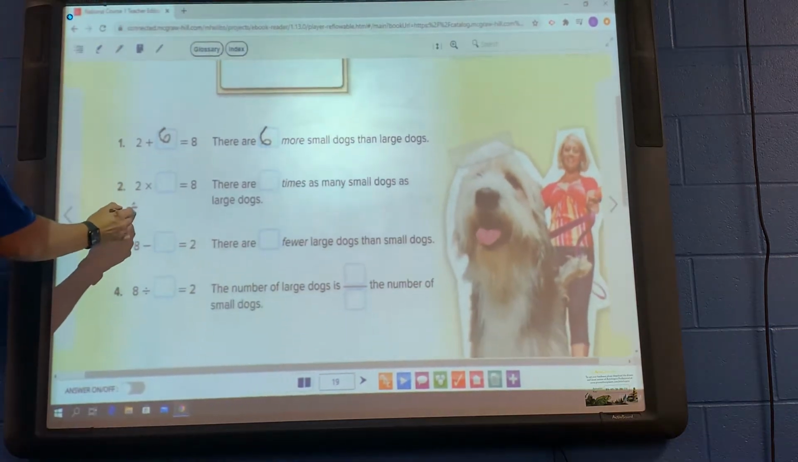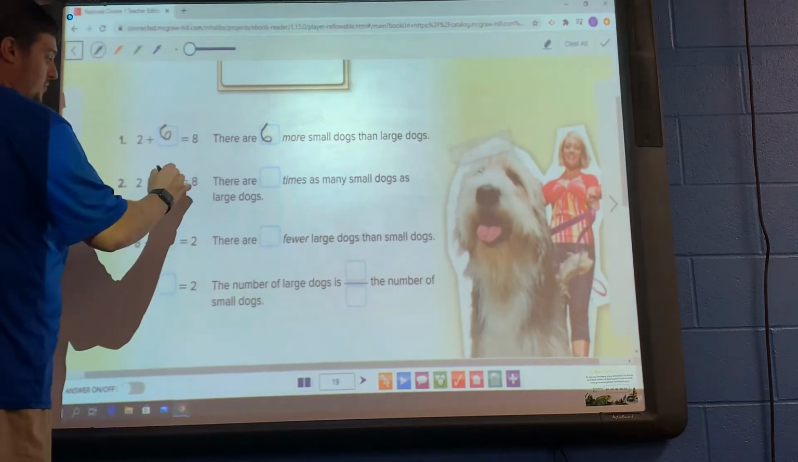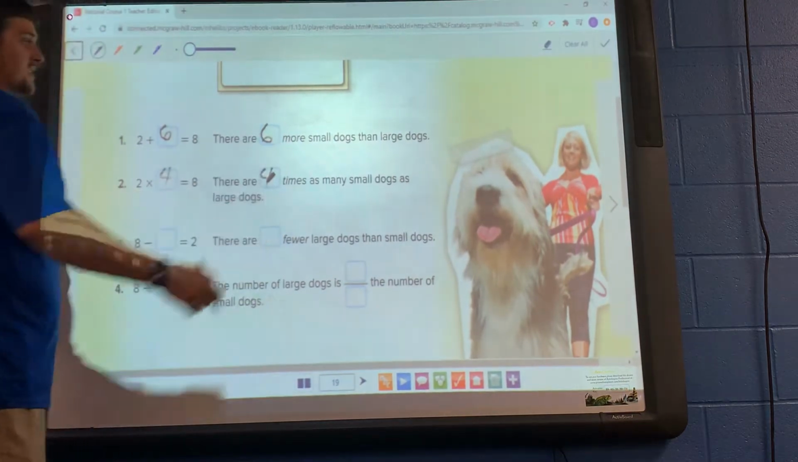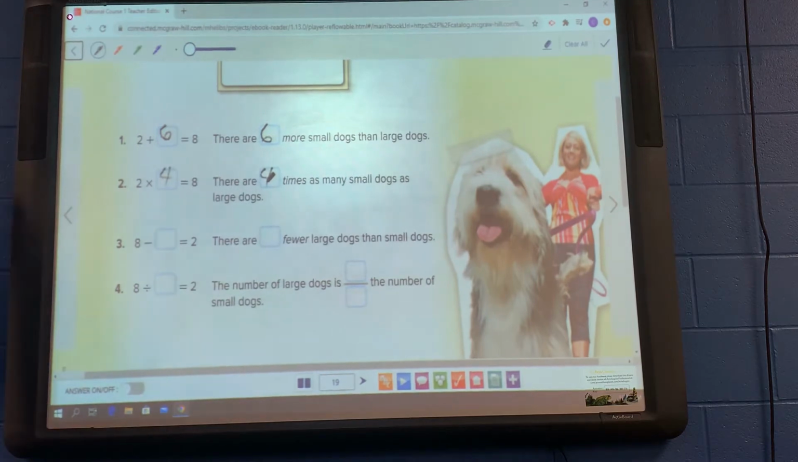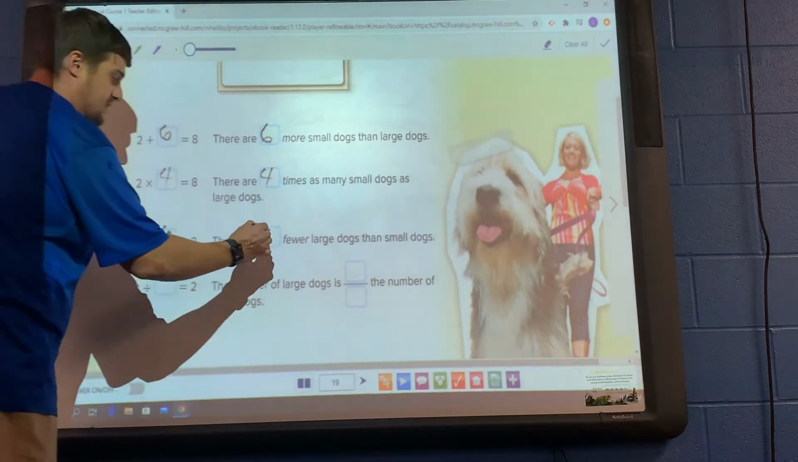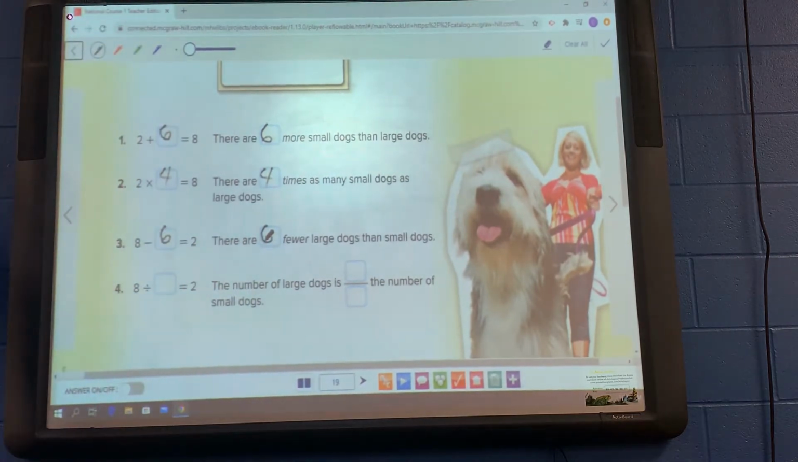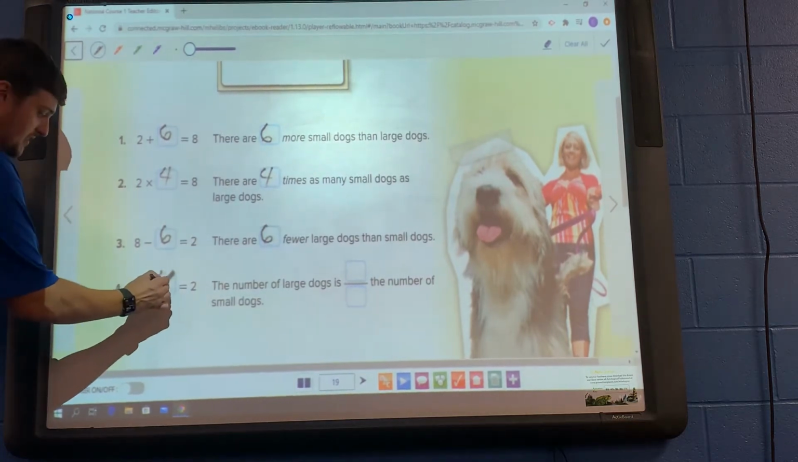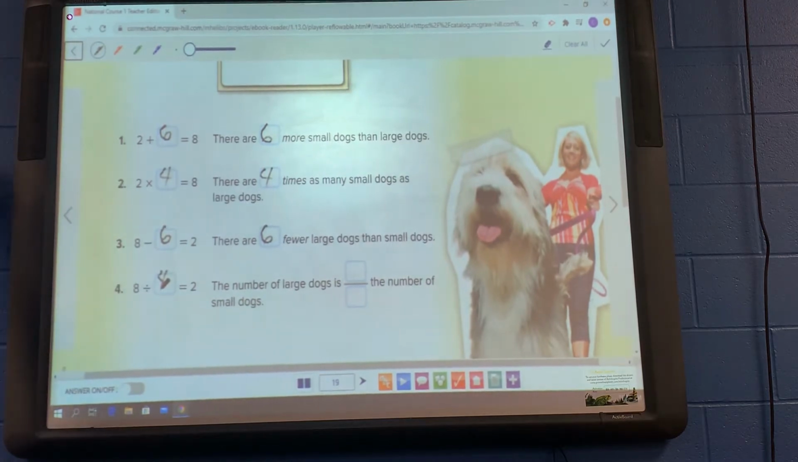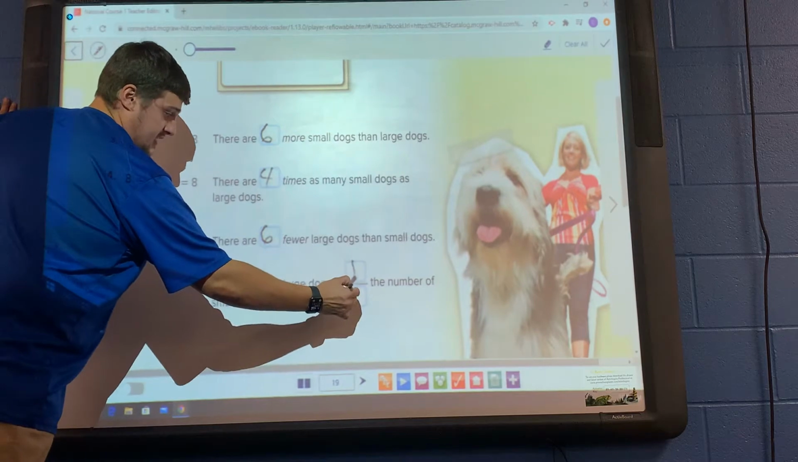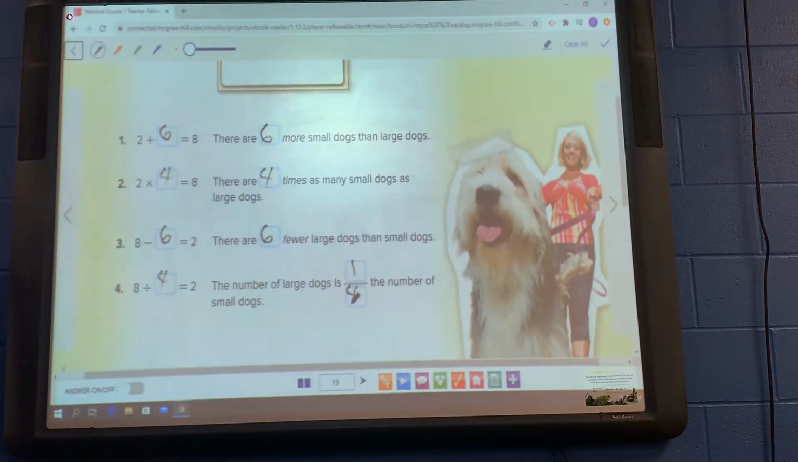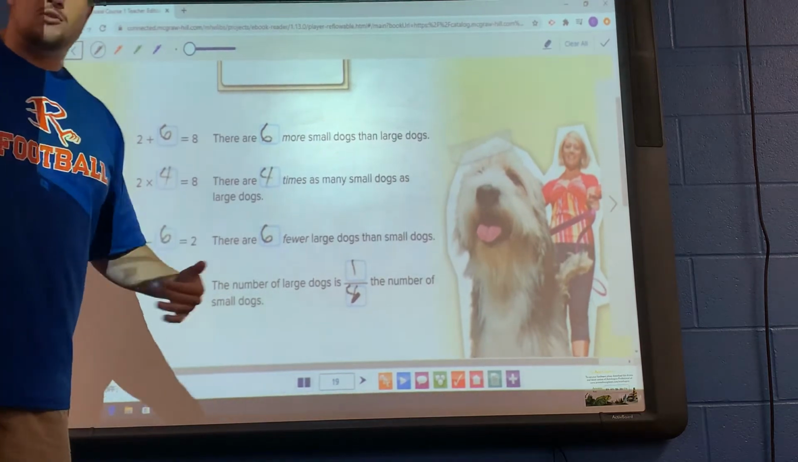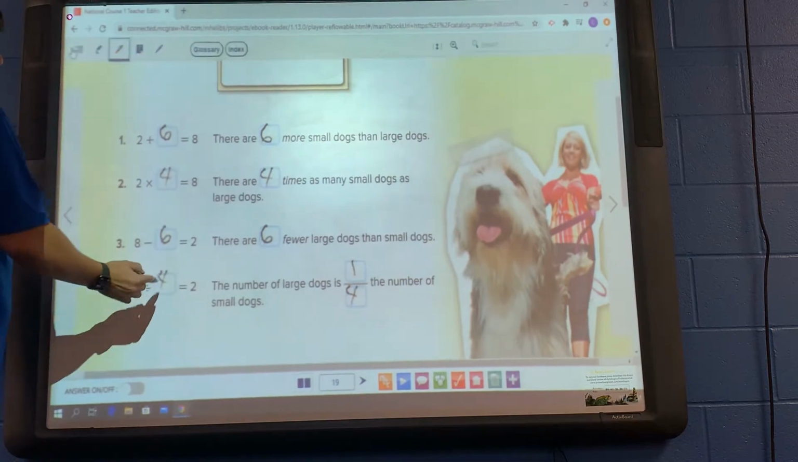The next one is 2 times what equals 8? Well, that would be 4. So there are 4 times as many small dogs as large dogs. Number 3, 8 minus what equals 2? Well, 8 minus 6. So there are 6 fewer large dogs than small dogs. Number 4, 8 divided by what equals 2? Well, 8 divided by 4. So the number of large dogs is 1/4 the number of small dogs. It's an actual fraction because we divided there.